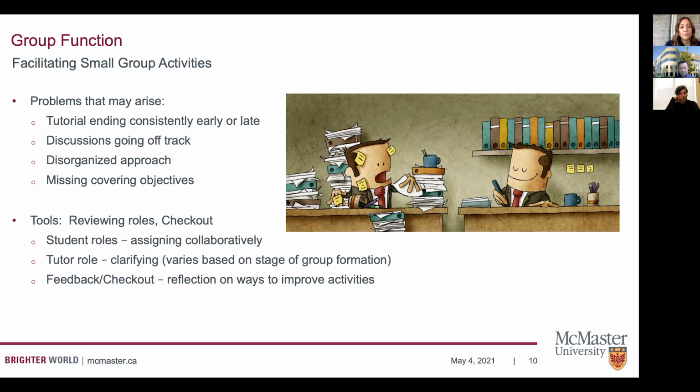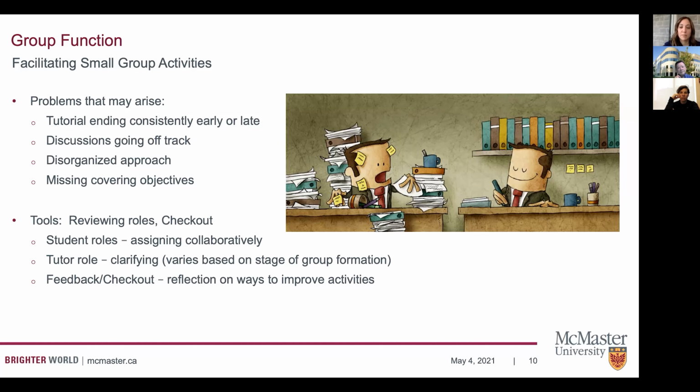So some tools, again, that may help are reviewing roles and using checkout as feedback. So roles can be really important here, especially if the group agrees and identifies it as a problem. So what are the student roles? Are there things that they can do to help address the issue at hand, such as, if they're consistently running late, does somebody want to take turns being a timekeeper, keeping the group on time, for example?